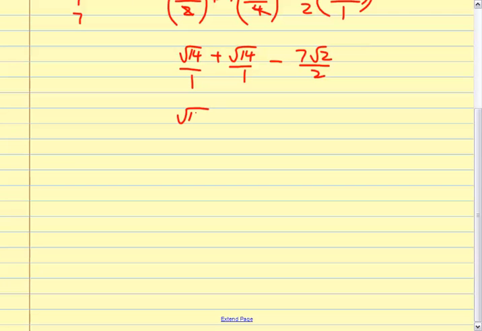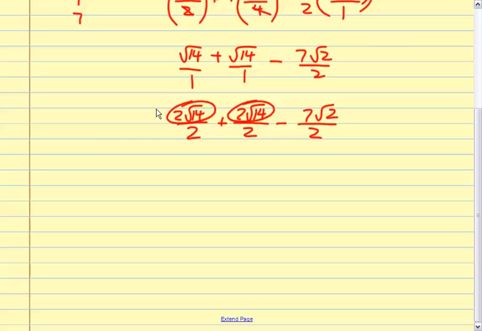So root 14, I'm sorry. Denominator here is 2, plus something over 2, minus something over 2. Okay. What do I get on top here? 2 root 14. Had to multiply the top by 2. And then 2 root 14. Nice. Minus 7 root 2. Okay. Now what? Put the 2. All right. So you want to put this and this together, and what do you get? 4 root 14 minus 7 root 2 all over the common denominator.